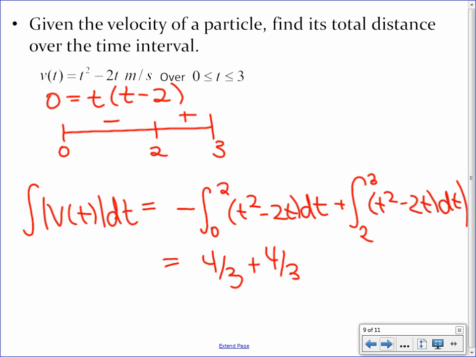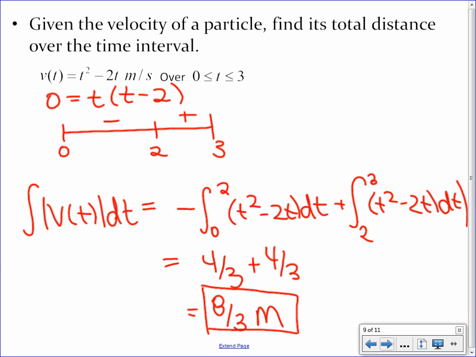This isn't always going to happen. Don't assume that. This is a very special case. So 8/3, we label it meters. Like I said, do not forget labels. You will be docked points on my test and the AP test.